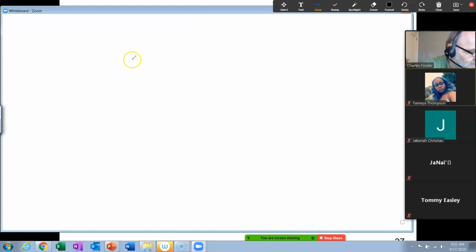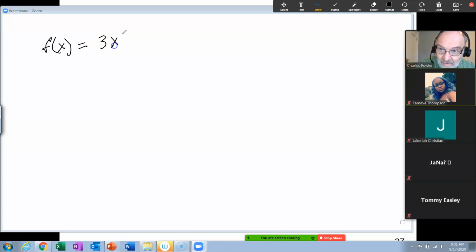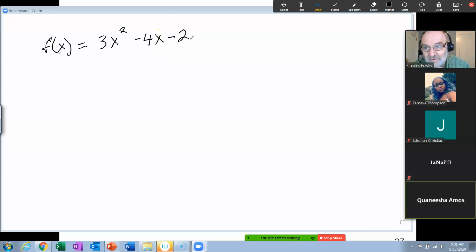It says use a graphing utility to approximate the relative minimum of the function f of x is equal to 3x squared minus 4x minus 2. Now, if you have a graphing calculator, that's one device that you could use, any kind of graphing utility. Your phones may do it. I don't know how to make mine do it. So since I don't have a graphing utility here, here's how I would approach it.